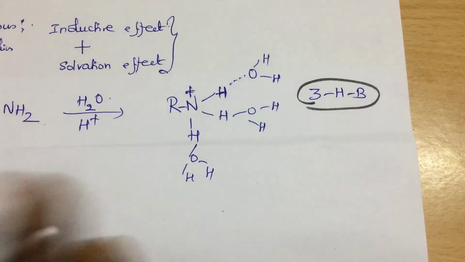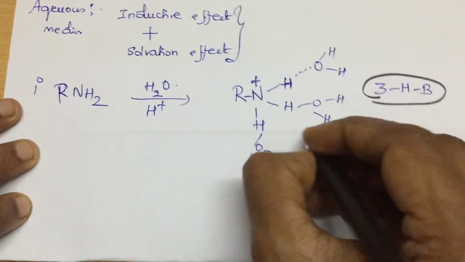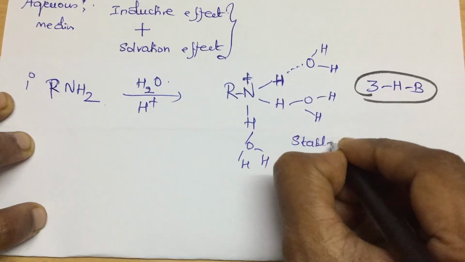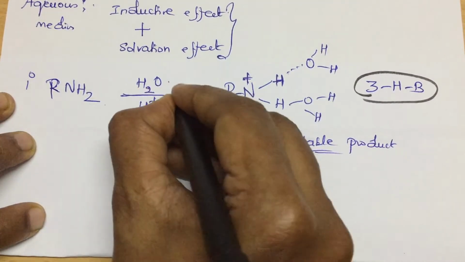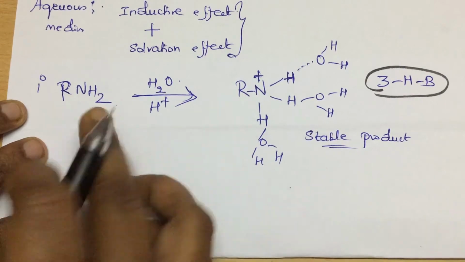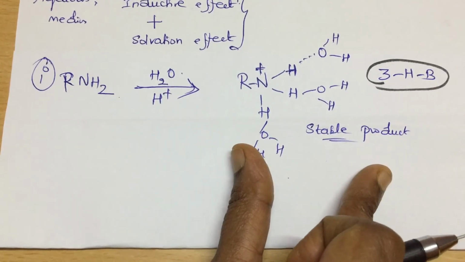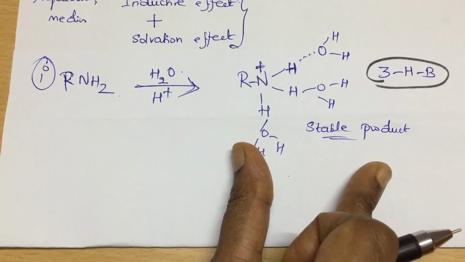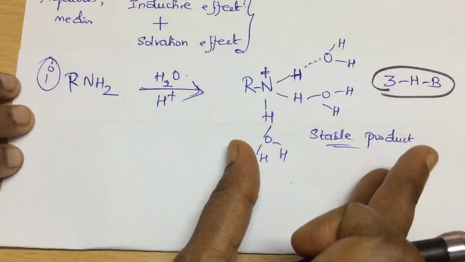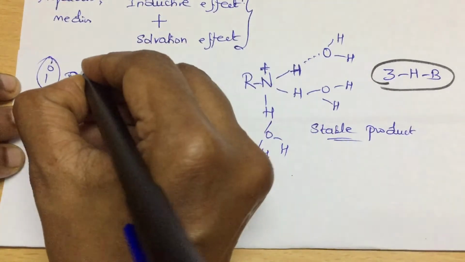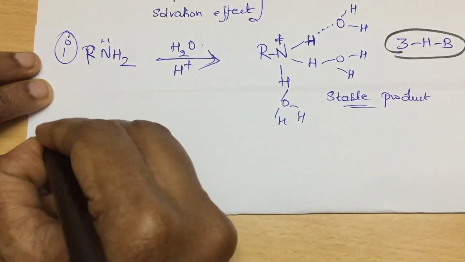So according to thermodynamics, when a reaction gives a very stable product, that reaction takes place very fast. Please listen: in thermodynamics, why are the reactions happening? We are moving towards stability. If the product is more stable than the reactant, that reaction will occur very fast. So keep this in your mind.